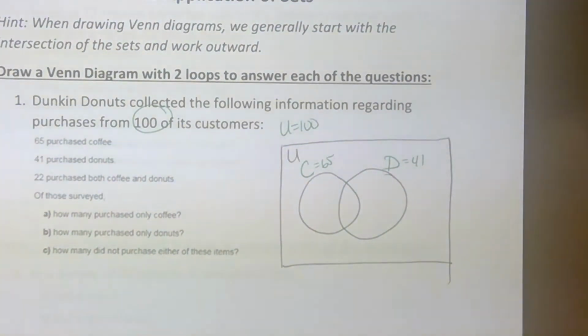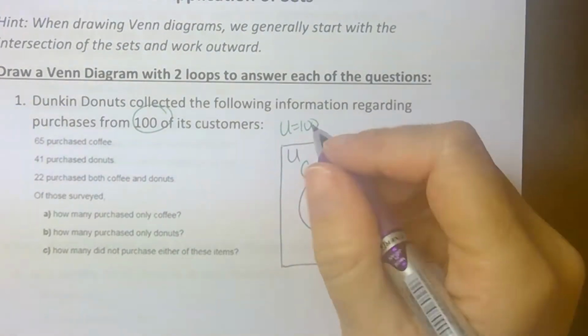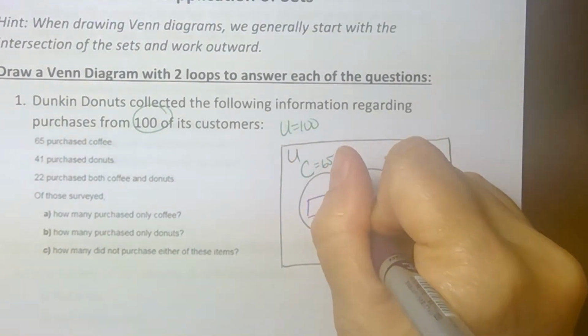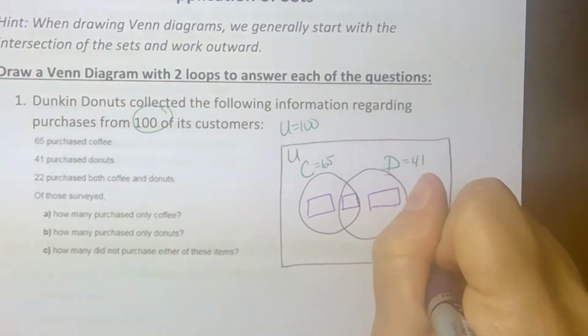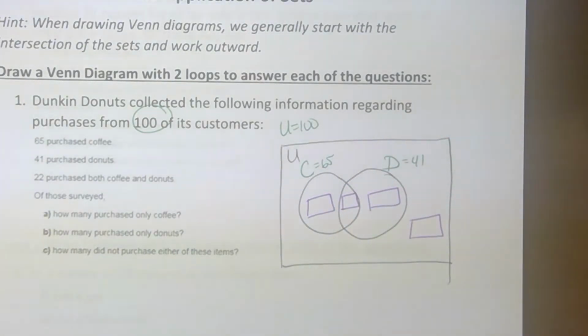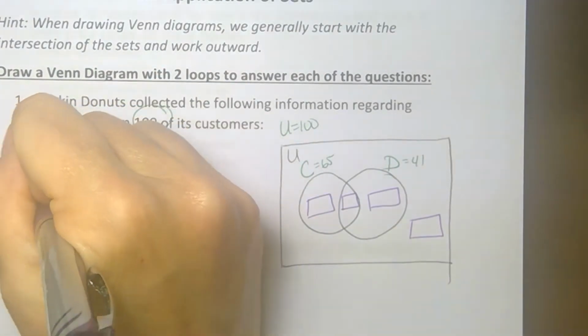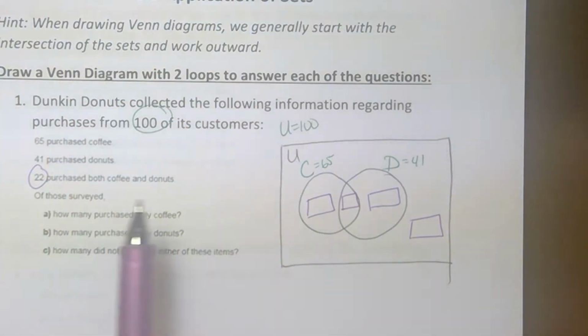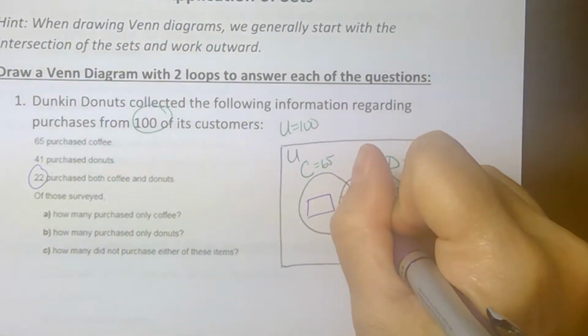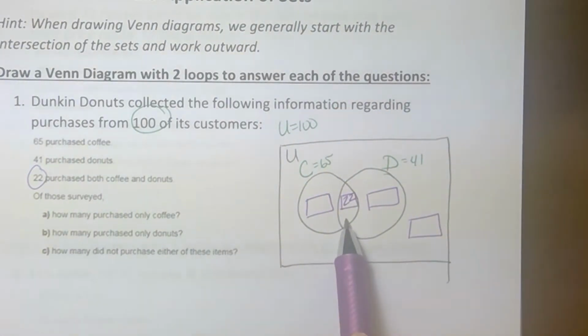I'm still missing some information in my Venn diagram. I'm missing the numbers in each individual region. So all 4 of those regions, I need numbers for those. I get my first hint by starting on the inside. 22 purchased both coffee and donuts. So 22 people go in that second region that represents the intersection.